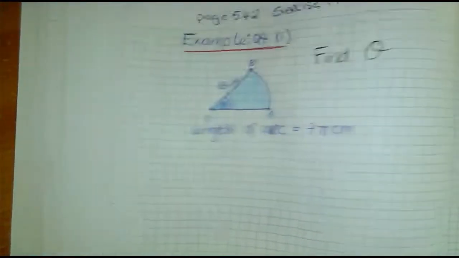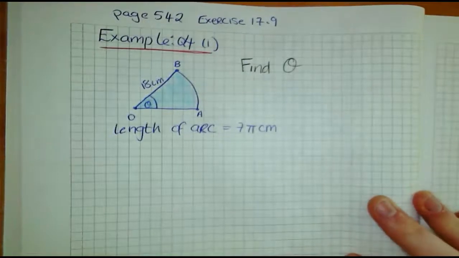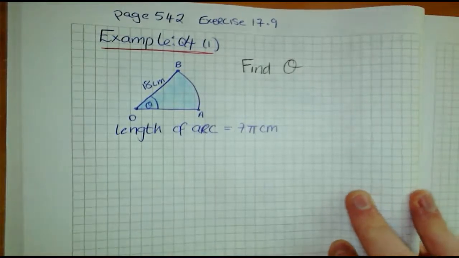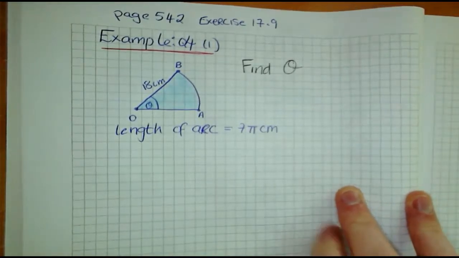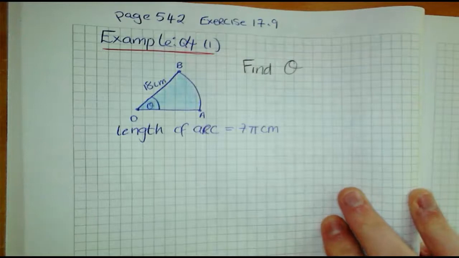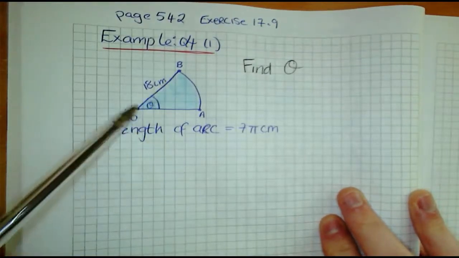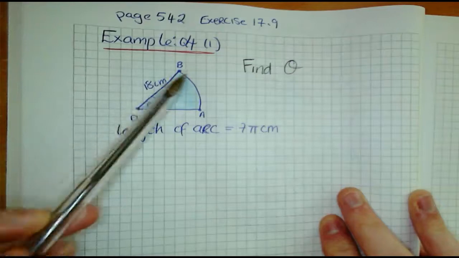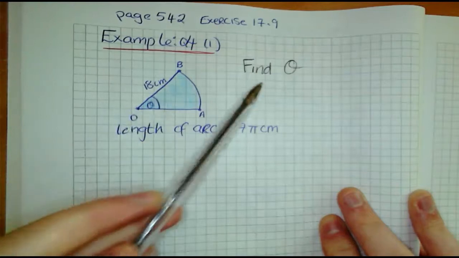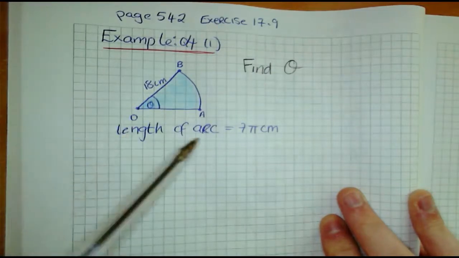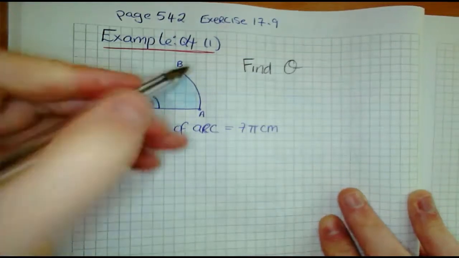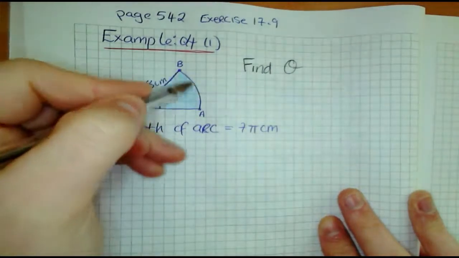to another example. Question 4 part I, page 442, exercise 17.9. So this is what we're given in the question: this arc, this sector. We're told the radius is 18 centimeters, so this length here is 18 centimeters. We're not told what theta is, we're asked to find theta in the question. And we're told that the length of the arc is 7 pi. So we know that the length from A to B is 7 pi.